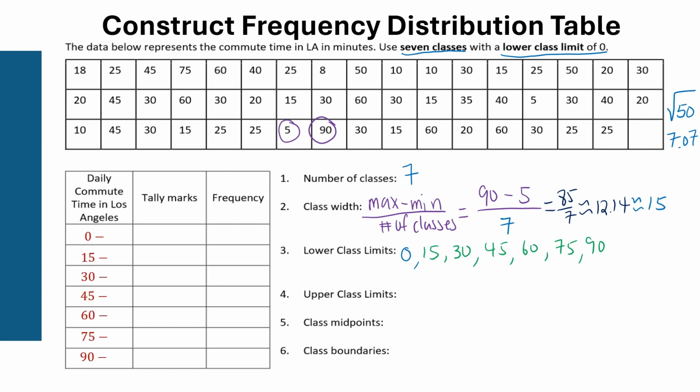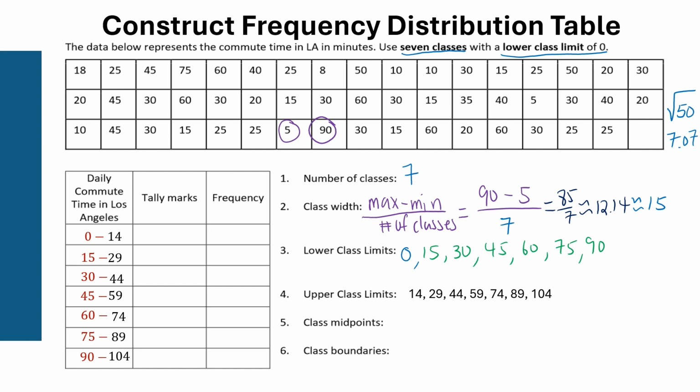To find the upper class limits, you can use your lower class limits to help you. If I know the next number starts at 15, then the number before it has to be 14. And then the number before 30 has to be 29. The pattern continues to get the remaining upper class limits. So my upper class limits are 14, 29, 44, and so on.